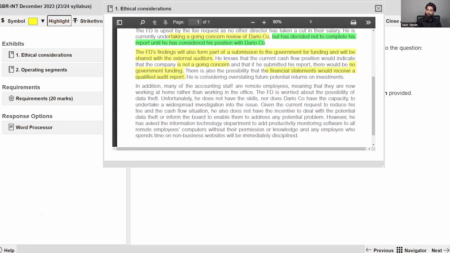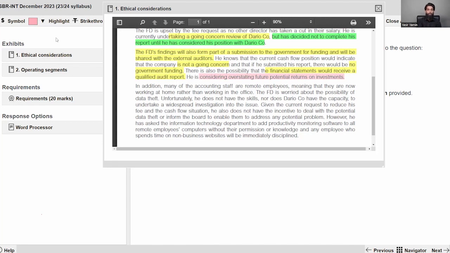He is considering overstating future potential return on investments just to make sure that the company stays a going concern. Is that the right thing to do? Is there any ethical concern here? He's trying to inflate future potential return on investments. That is clearly an integrity issue. He's not being straightforward and honest with the stakeholders.